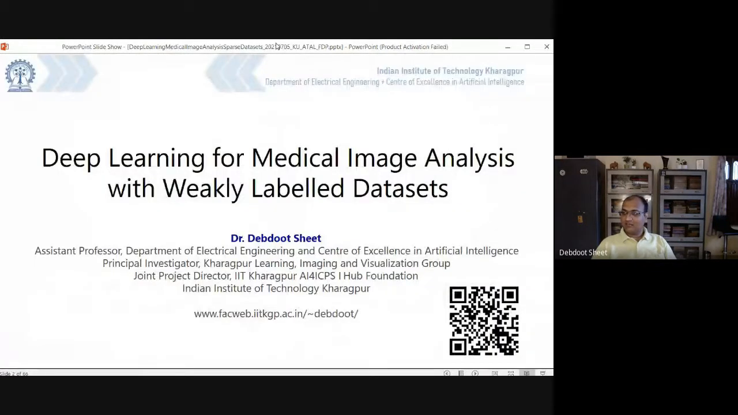And today, aptly on the same lines, is what I would be speaking about. What happens when you have a very weakly labeled dataset, and how do you go about doing deep learning for medical image analysis with these weakly labeled datasets? Otherwise, it becomes a big problem.